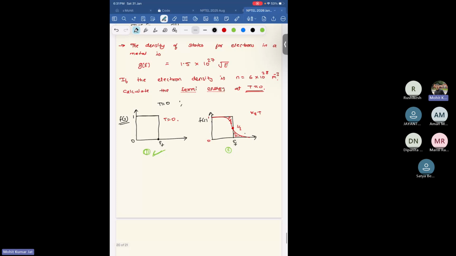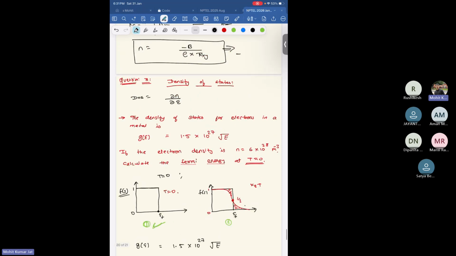So your density g(E) is 1.5 times 10 power 27 square root of E. If you look at this form, density of states is nothing but g(E).